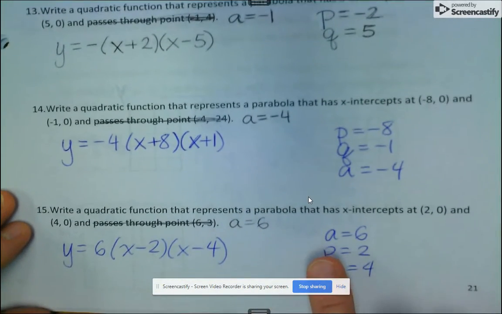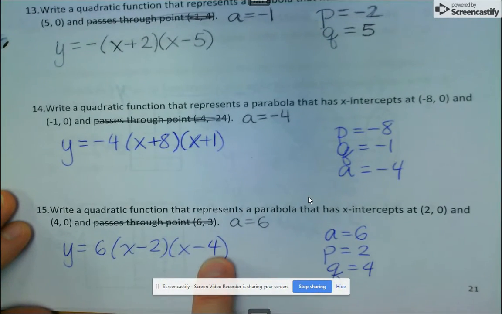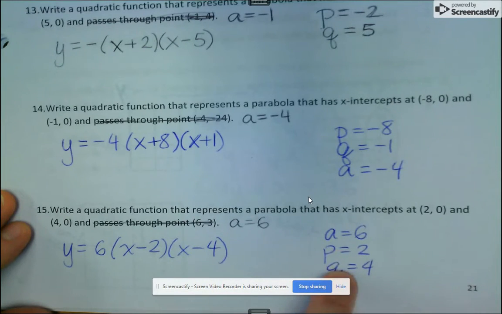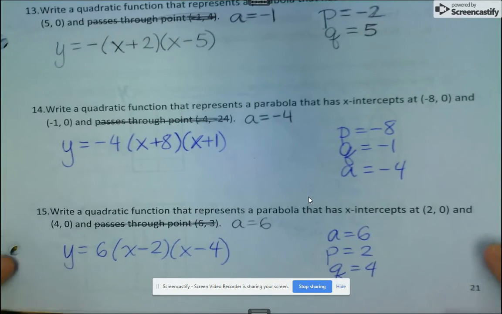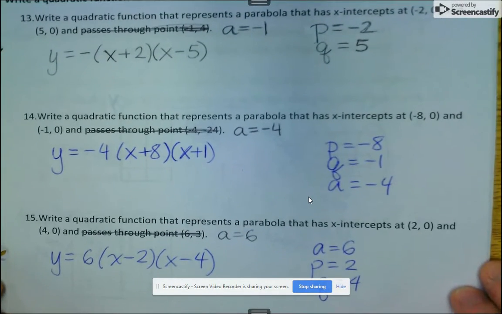And down here, you have x minus p, x minus q. Our p and q are both positive, so you still have the minus signs. Okay, so that is the homework. I'm going to start.